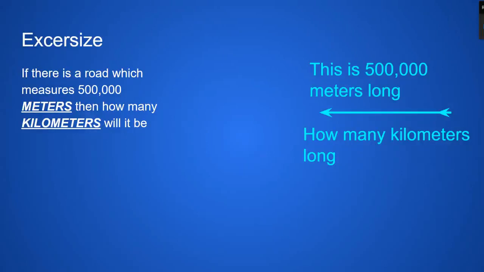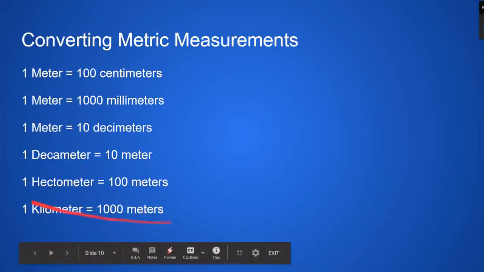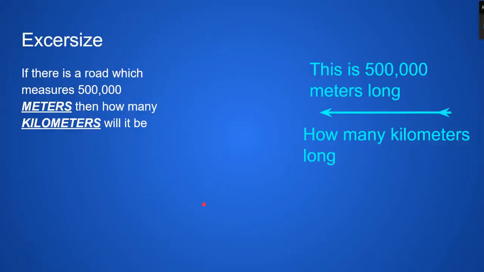Exercise again. There's a road which measures this 500,000 meters. How many kilometers will it be? See, look, this arrow is 500,000 meters long, which is very large. And how many kilometers would it be? I'll give you some time to calculate. Here's the metric multiplier conversion. 1 kilometer, 1,000 meters. Do some calculation there. Just think. Okay.